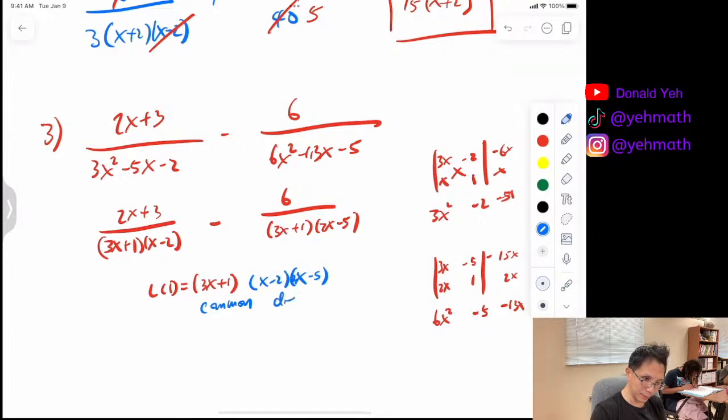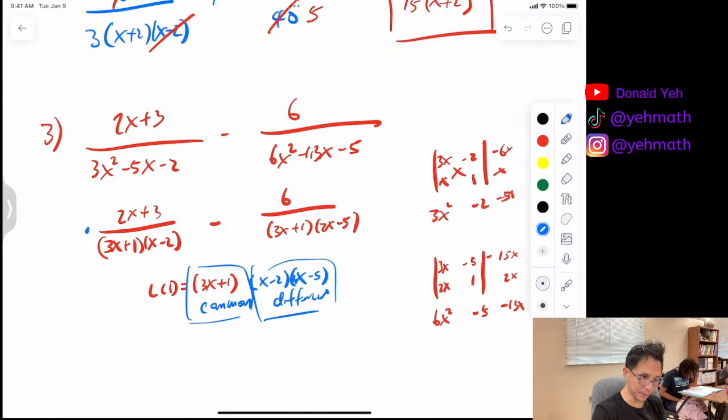And this is a difference. So there's a common here and there's a difference here. So that means I'm missing something on the first one. What do I miss? 2x minus 5? Mhm. But can you make sure to multiply top and bottom? And what do I need on this one?